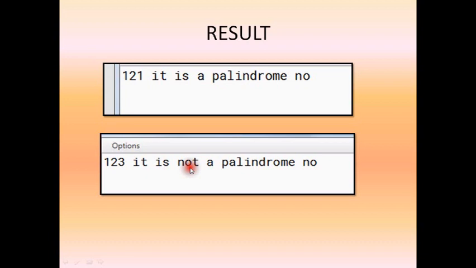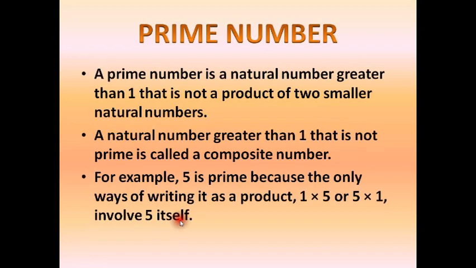Prime number. Obviously, you know what a prime number is. It does not need much of an introduction, but okay. See, I've written it down. A prime number is a natural number greater than 1 that is not a product of two smaller natural numbers. A natural number greater than 1 that is not prime is called a composite number. So now we'll be checking the coding for prime number.